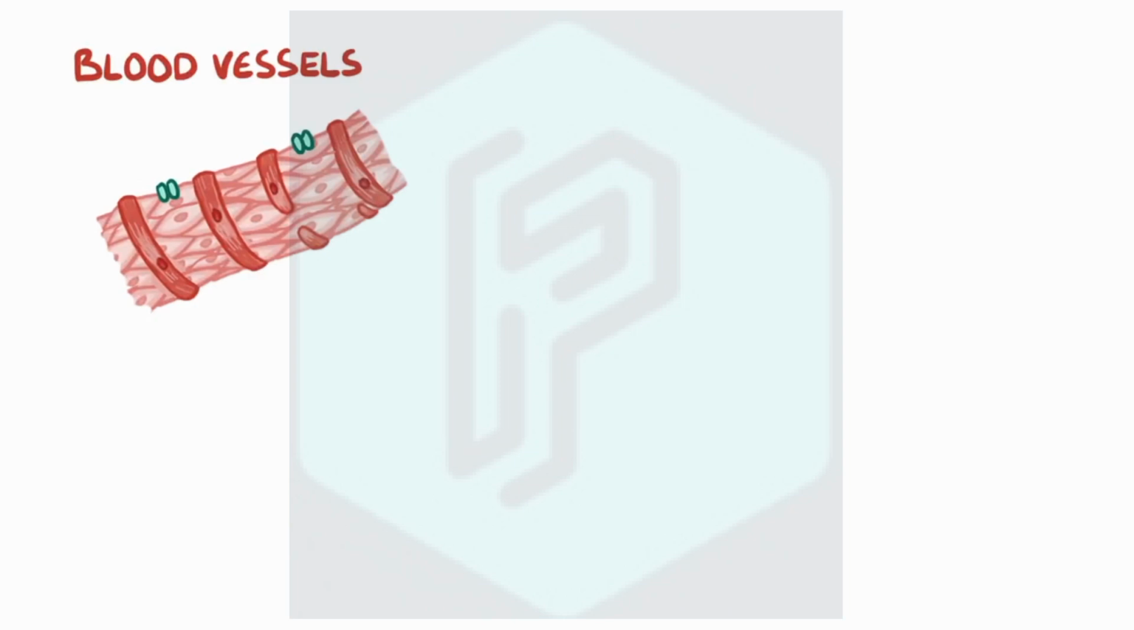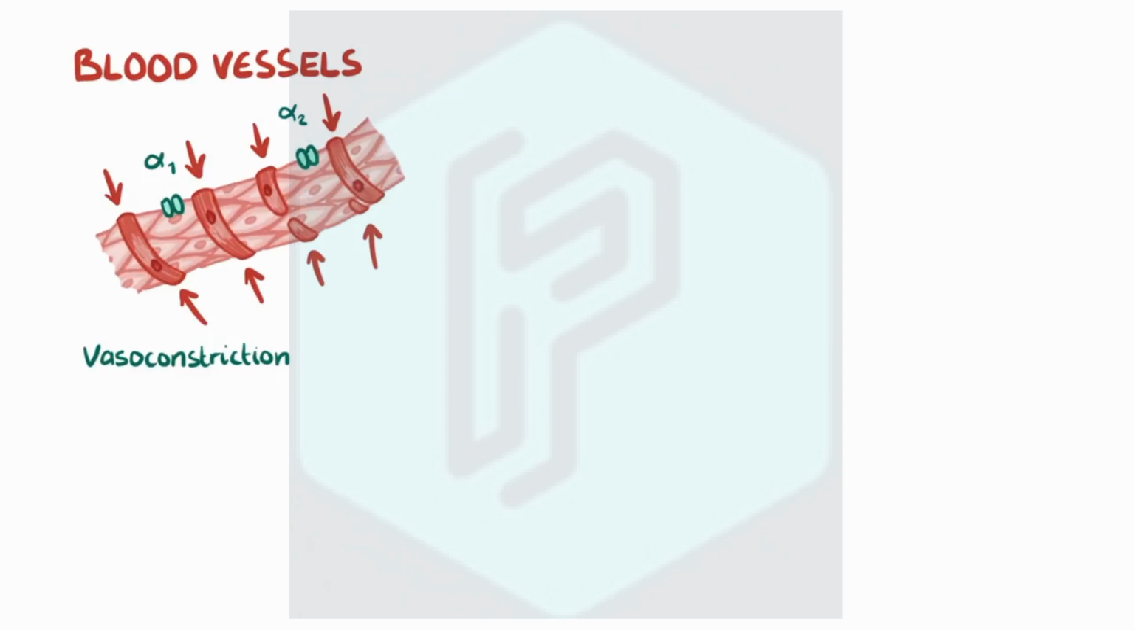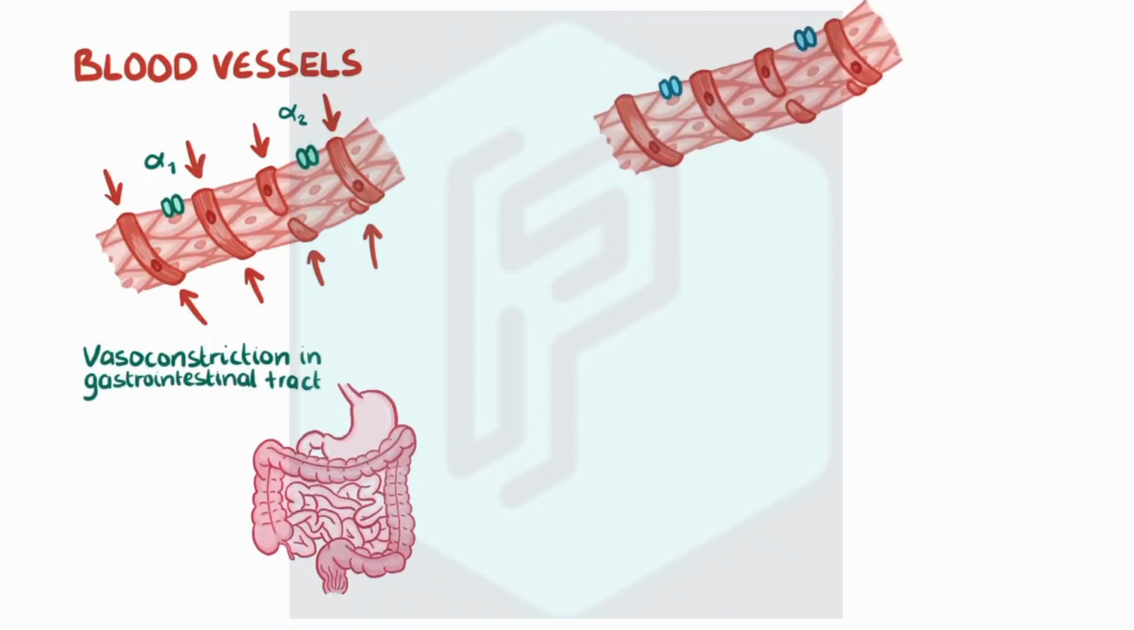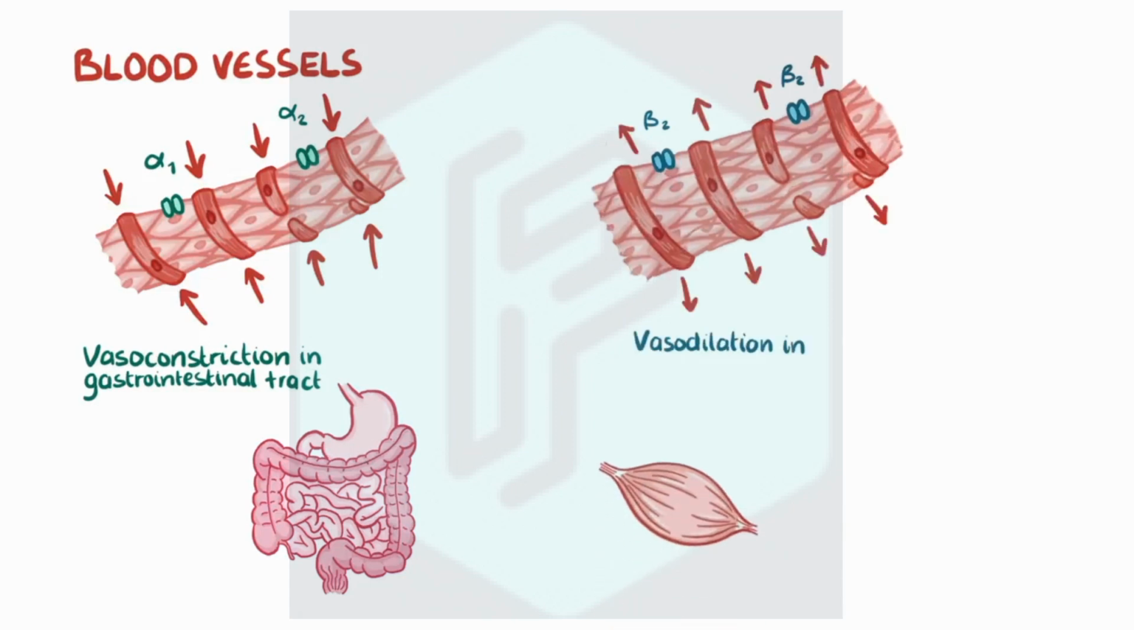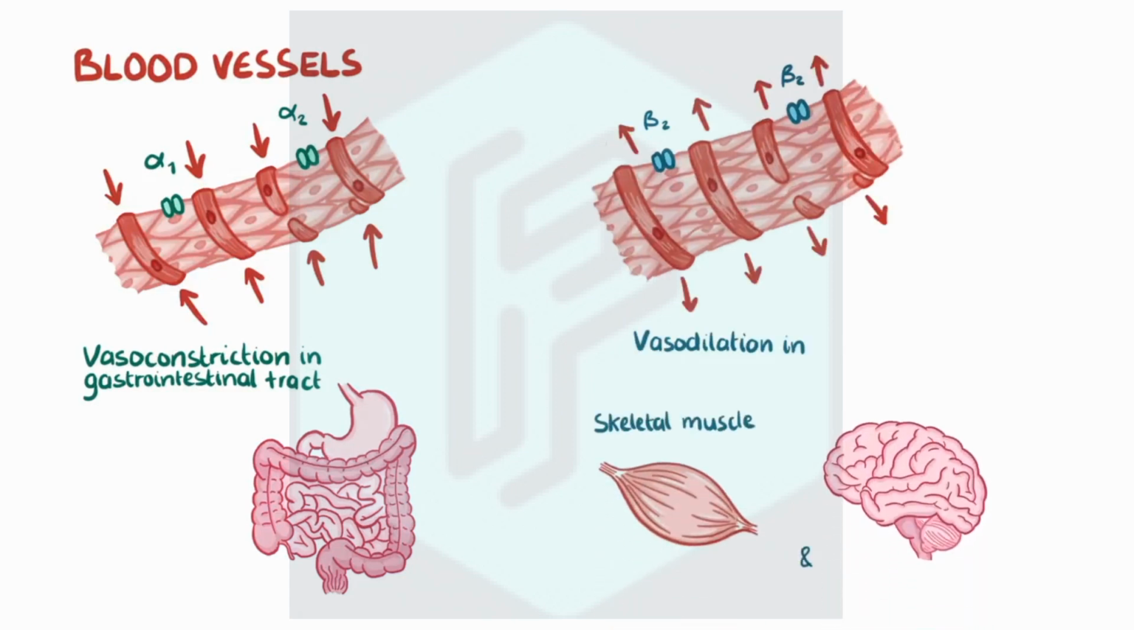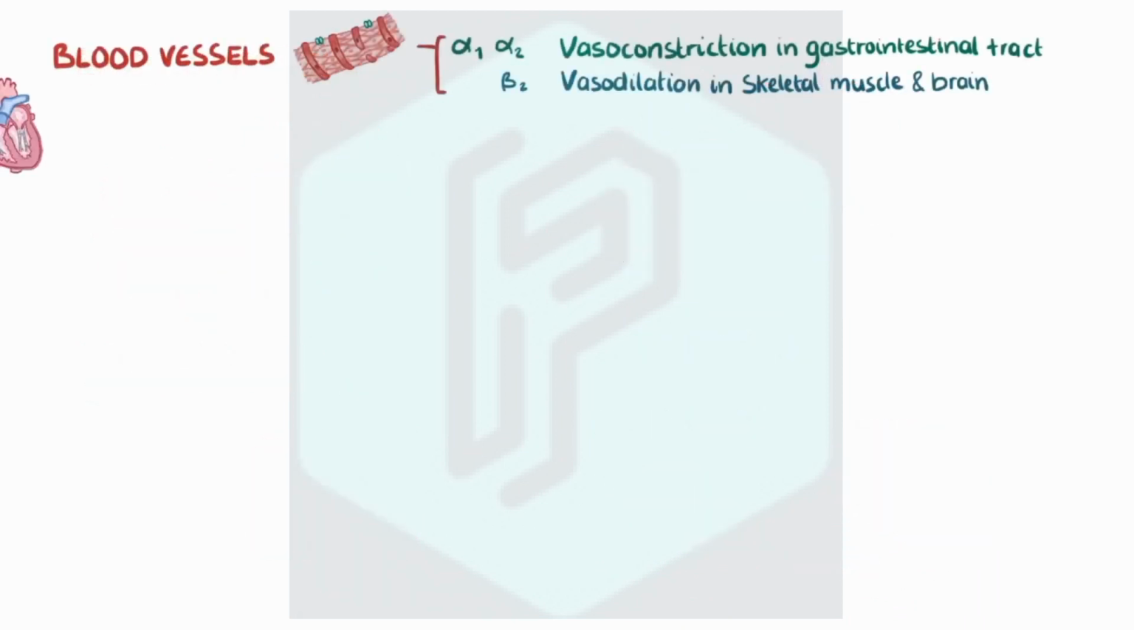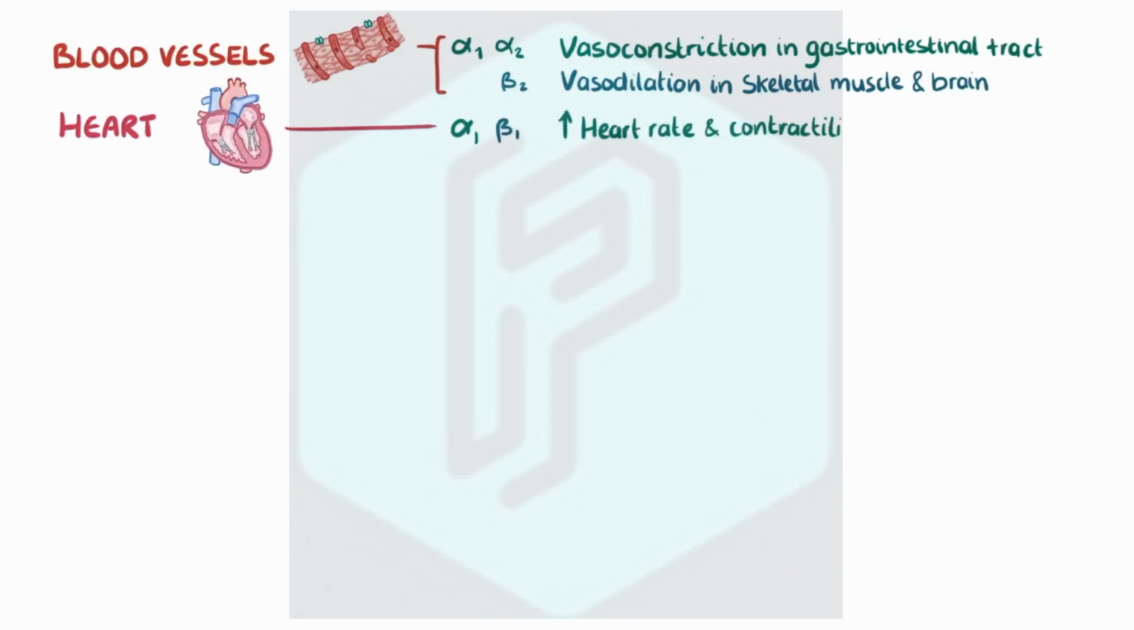The sympathetic nervous system affects each organ system differently. In blood vessels, it acts on alpha 1 and alpha 2 adrenergic receptors, which causes vasoconstriction in some tissues, like the gastrointestinal tract, and acts on beta 2 adrenergic receptors, which causes vasodilation in other tissues, like the skeletal muscles and brain. In the heart, it acts on alpha 1 and beta 1 adrenergic receptors, which increase the heart rate and contractility, and that helps to pump more blood out.